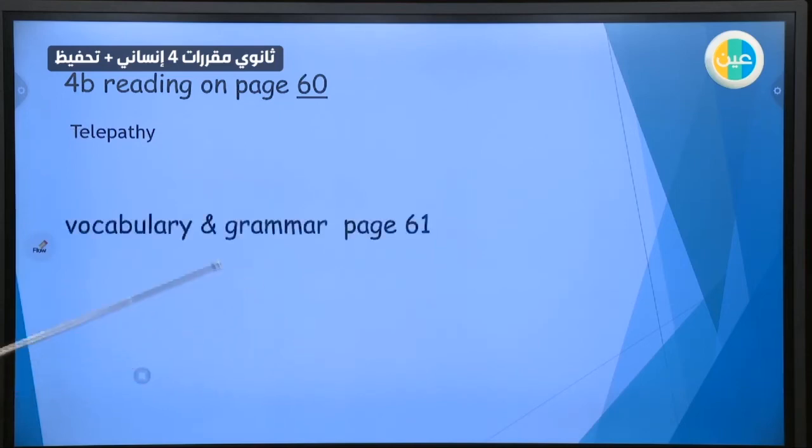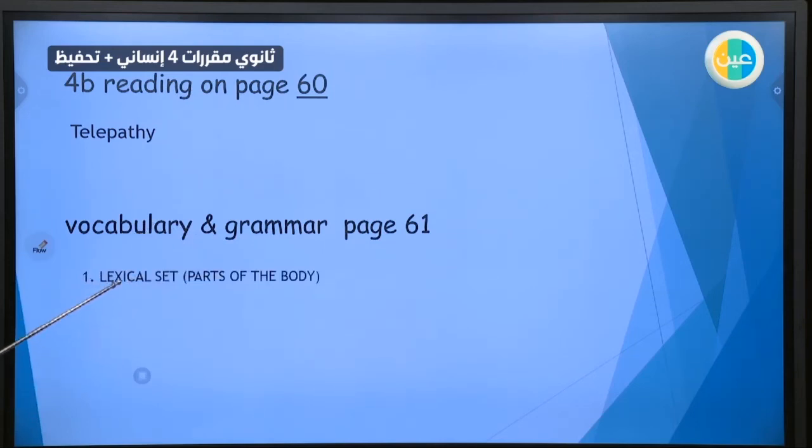Then let's move to 4B, reading, on page 60. We have telepathy. We are talking about twins, girls or boys, sisters and brothers. We are specifically talking about twins. So the text is about telepathy. Then we have vocabulary and grammar, page 61. What about here? The vocabulary consists of three parts.